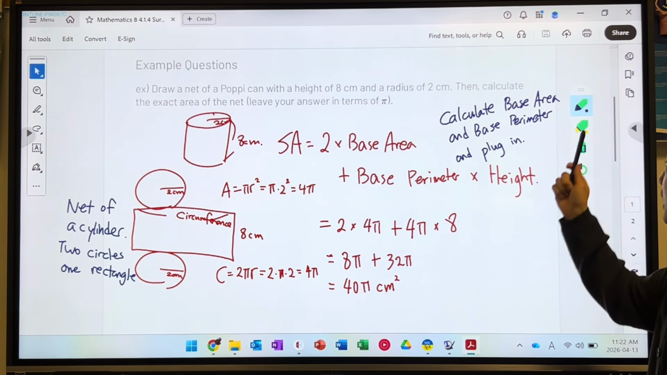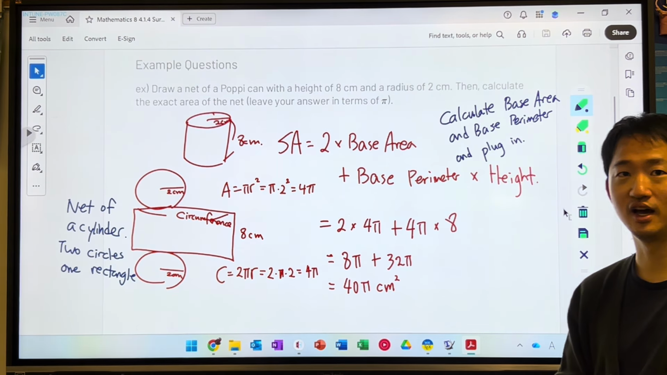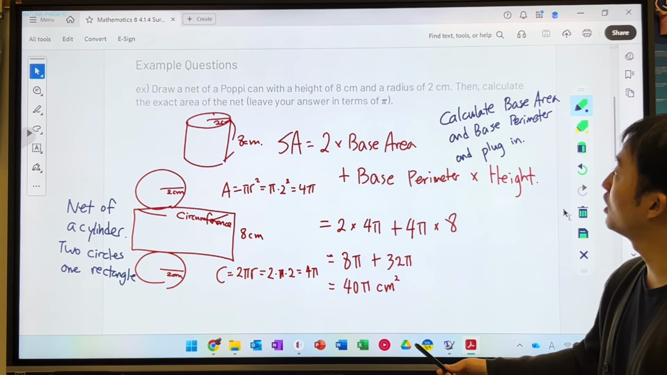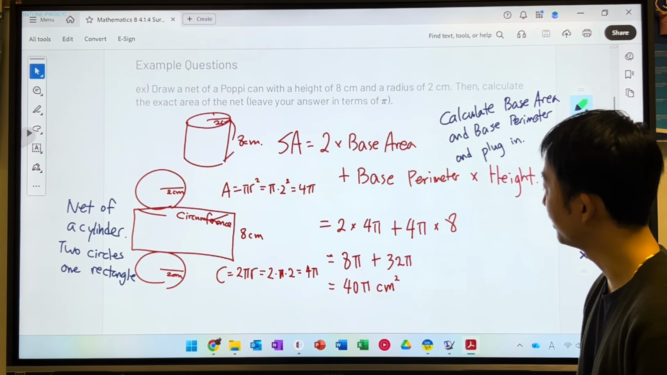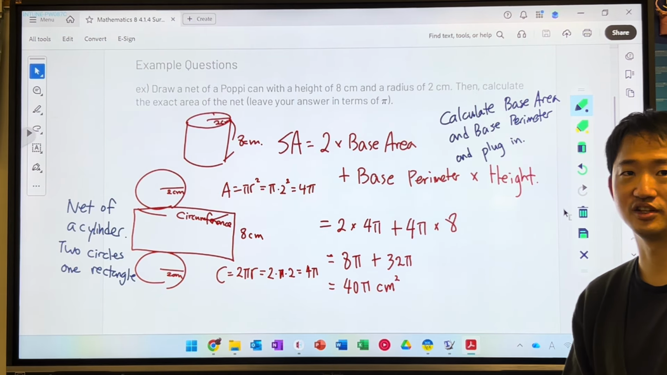So I like to calculate each of the numbers separately, and then I plug it all in at the same time together. And here in this problem, I want to find the exact area, so I decided to leave my answer as the 40 pi as an exact answer like that.